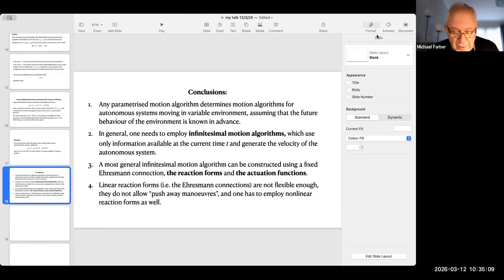Yes, you're right. Absolutely. We need to put limits on velocities and acceleration. We actually have some results already there, but we will publish them separately. It's a big subject, and it's not finished.